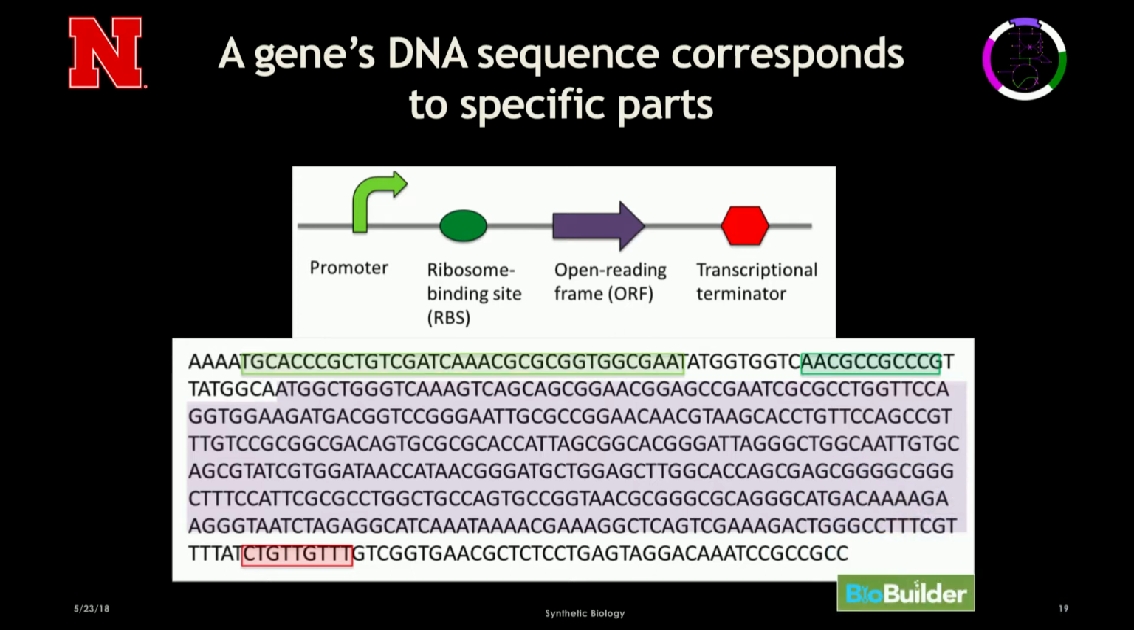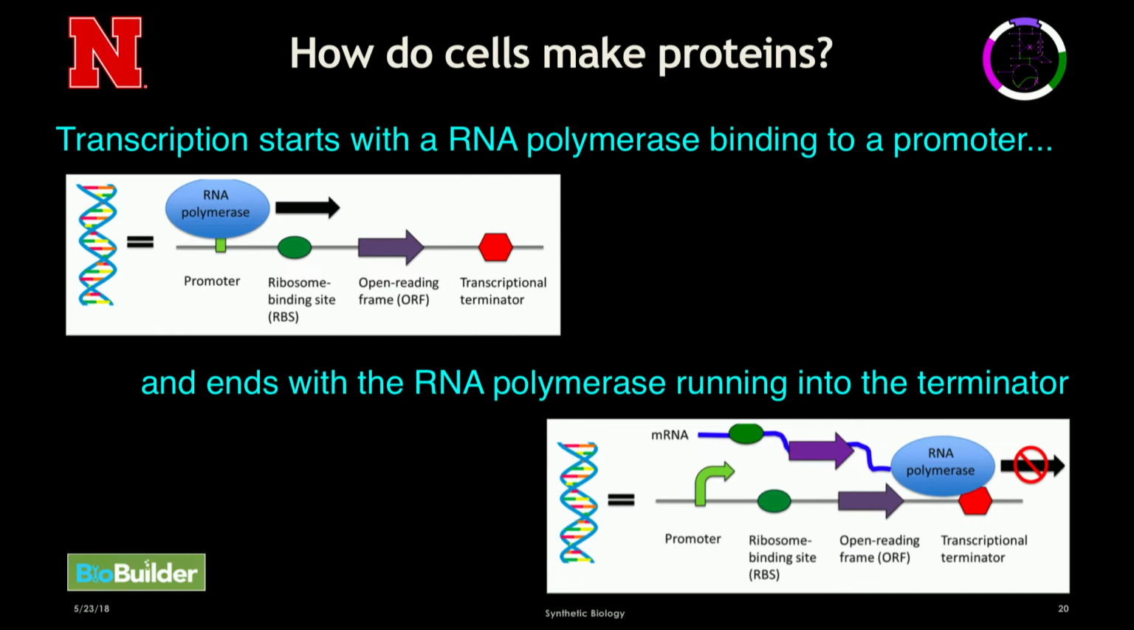Again, I don't have to explain to this class that a gene sequence has different segments, which correspond to these four different things. In the gene, at the very beginning, you will have a promoter sequence, the ribosome binding site, the open reading frame, and the transcriptional terminator. RNA polymerase starts here and ends at the transcriptional terminator, and then it produces mRNA. We know that. I am just refreshing.